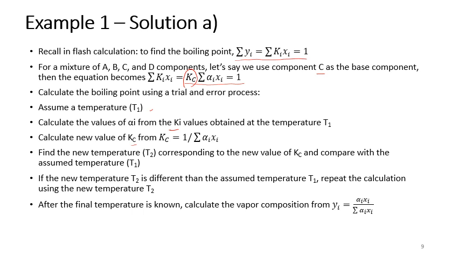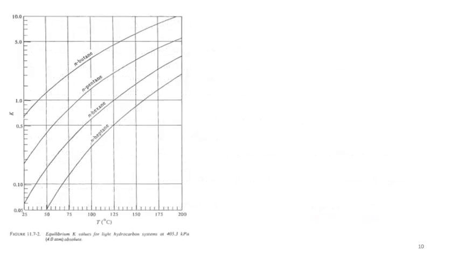And finally, after you have decided the final temperature, you can calculate the vapor composition. Okay, so we have gone through this in part 1. I'm not going to repeat it every step of the way, but we're going to just straight away show how to use it. So now that you have known all the steps, let's actually do it. So let's say we use this chart for the K values.